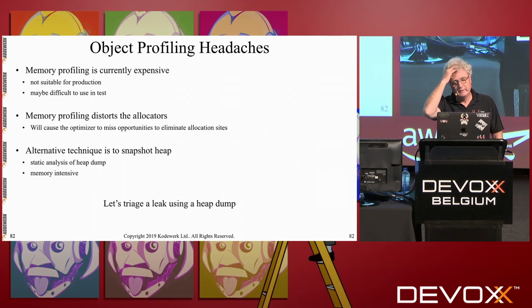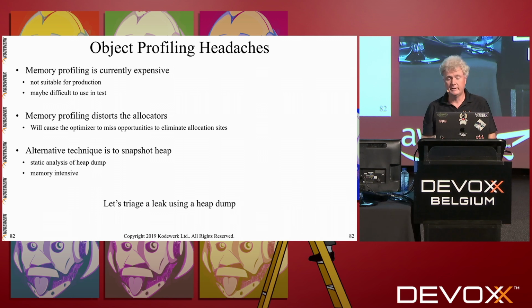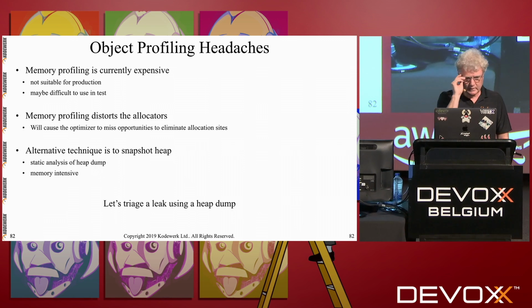Alternative technique is to take a heap dump, or take a snapshot of the heap, and then do a static analysis of the heap dump. Now, as I mentioned before, this is very memory intensive. For my testing, I was looking at a 30 gig heap. I had to set the max heap size to 48 gigs in order to be able to effectively do that analysis, right?